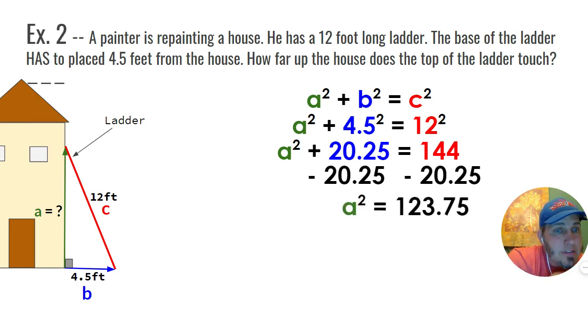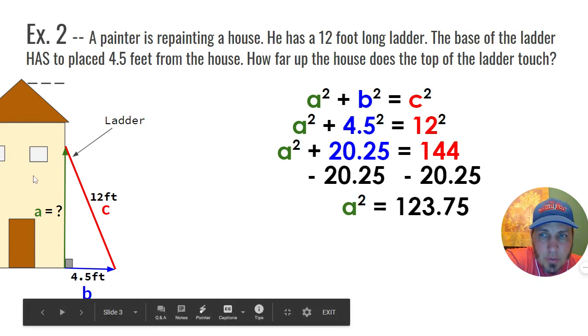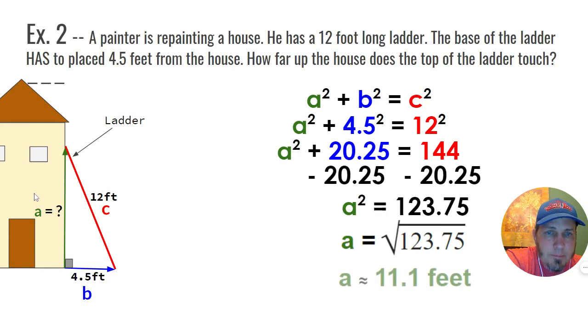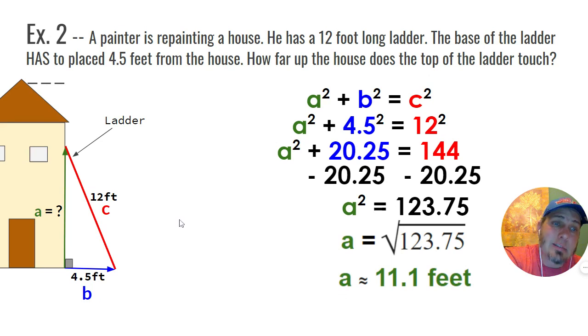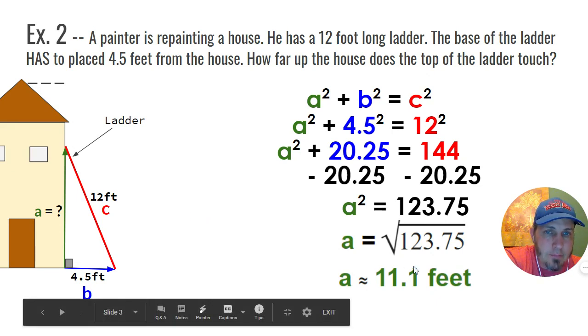And that means that the square over here, this big square that would be on this side, right, has 123.75 squares in it. That is not how long this is. So I will take the square root to figure out how long that is. And it is about 11.1 feet. So if I was hoping to reach 12 feet tall, I couldn't do that being 4.5 feet out, right? It wouldn't be high enough.